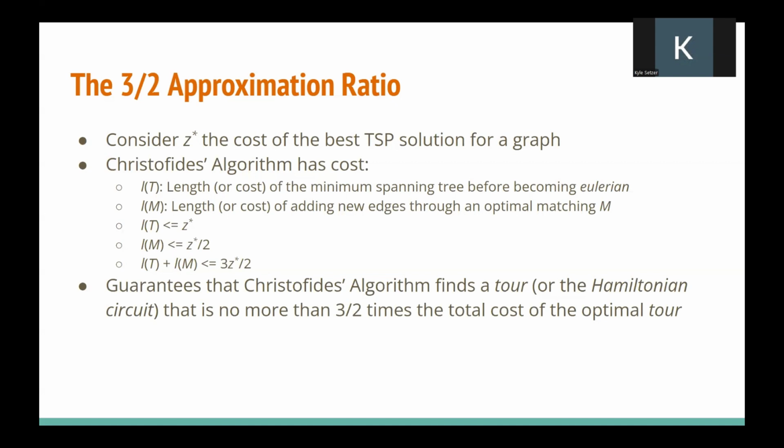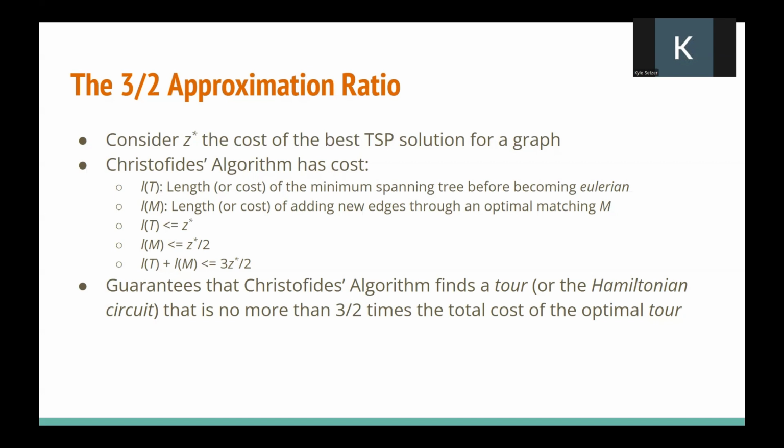Christofides' algorithm for the TSP has a cost of L of T, or the length or cost of the minimum weight spanning tree we would find before becoming Eulerian, so what we receive from Kruskal's algorithm. It has a cost of LM, or the length of adding new edges through the optimal matching, so the operation of selecting all of the odd degree vertices and optimally matching all of them together in order to make an Eulerian graph. So L of T will always be less than or equal to Z star, whereas LM will always be less than or equal to Z star over 2.